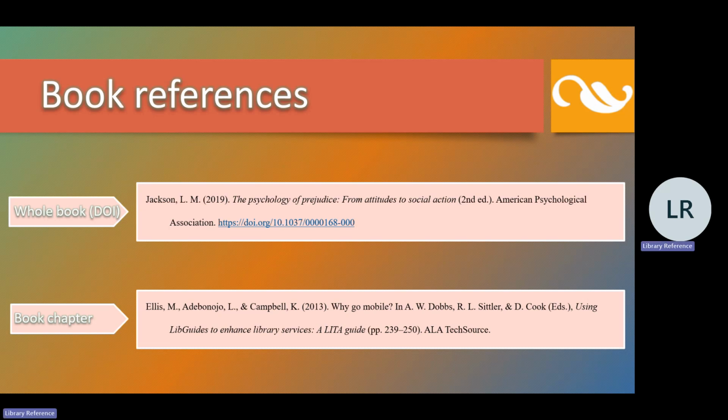The book chapter is slightly different than the previous example. Let's see how. So once again, we start with the authors. These authors, Ellis, Adebonoyo, and Campbell, are the authors of the chapter. We continue with the year of publication, 2013. This is the year of publication of the book, obviously. Then we have the title of the chapter, Why Go Mobile?